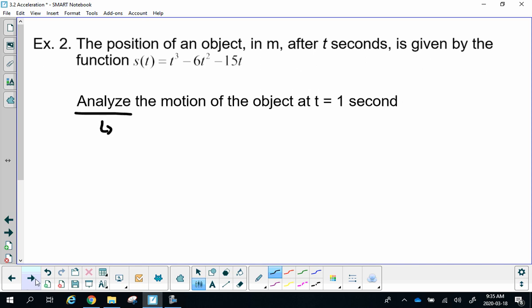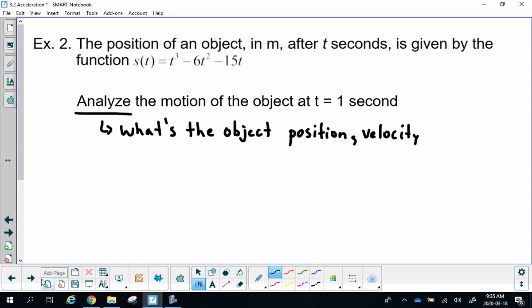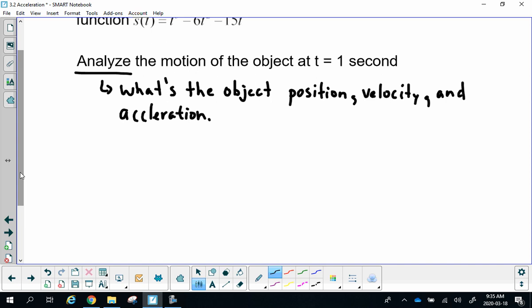So what is the object's position, its velocity, and acceleration, obviously. Right? So tell us as much information as you can about these three functions. So I've already given the position function, so that's pretty simple, right?